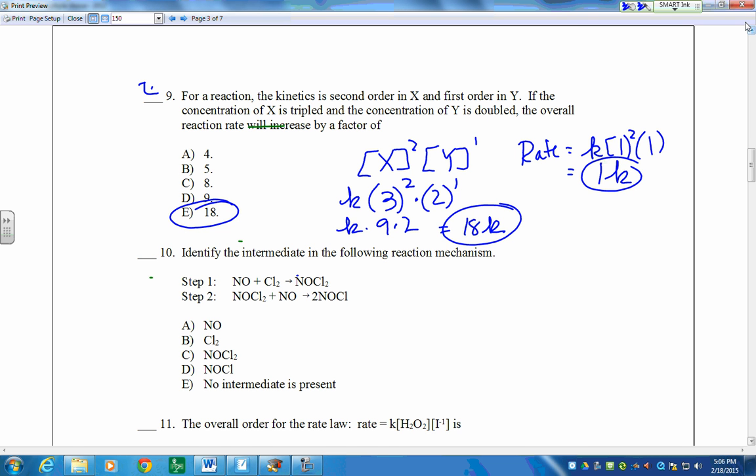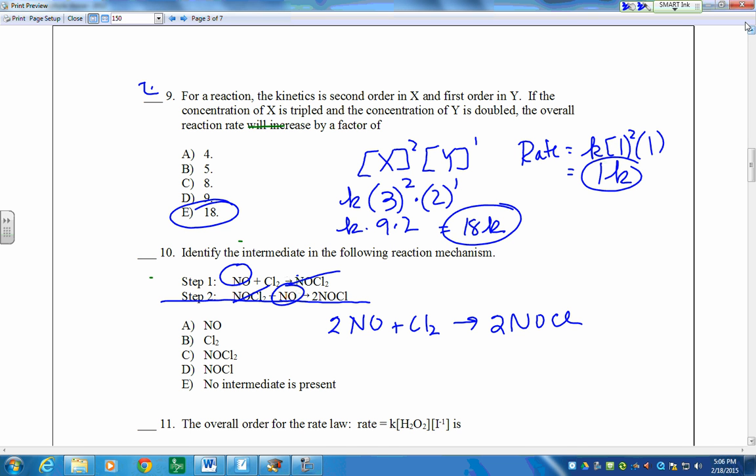Now, here's what you do. When you add up the elementary steps, you add them together, canceling stuff that's on the left and the right. This cancels this. You end up with the overall reaction, which is 2NO. Do you see 2NO? It's nitrogen monoxide plus Cl2 goes to 2NOCl. So when you add up all of the intermediate steps, canceling off the things that are on the left and the right, you end up with the overall reaction.